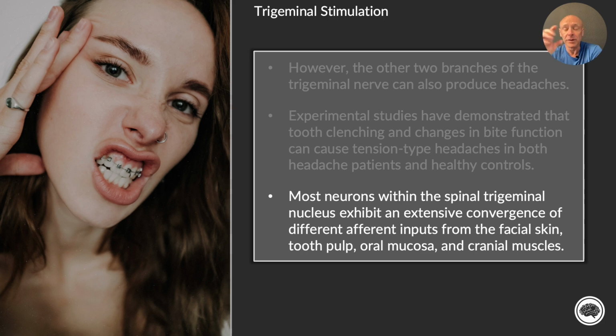Now, most neurons within this spinal trigeminal nucleus we've been talking about, they exhibit what's called an extensive convergence. Now, what that means is a lot of different signals from a lot of different nerves and different receptors from all over the head and neck are going to converge into that particular nucleus. And so we see this convergence of these incoming signals. Those are called afferent inputs.